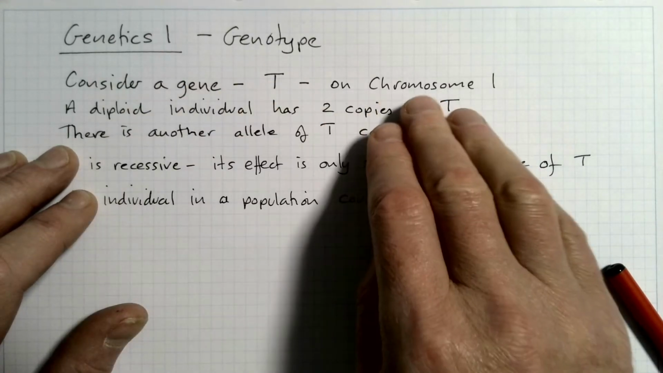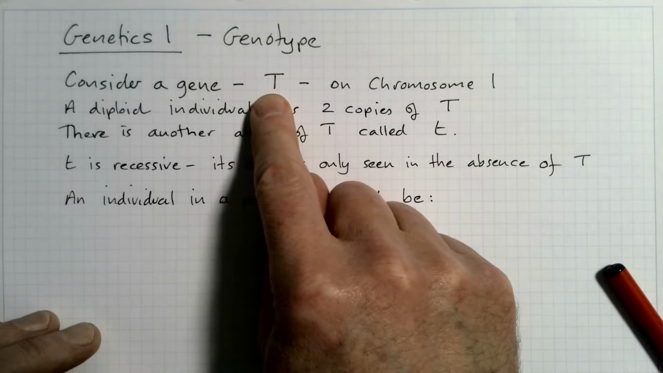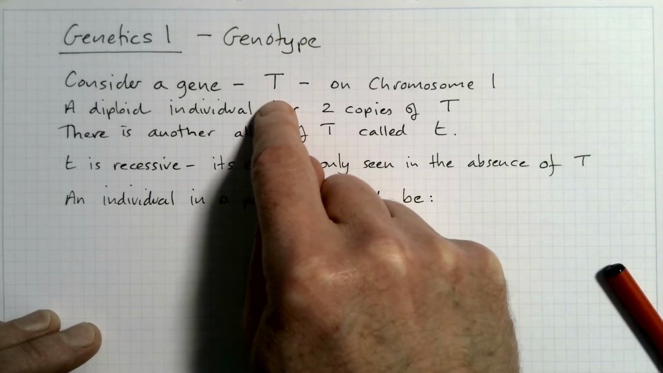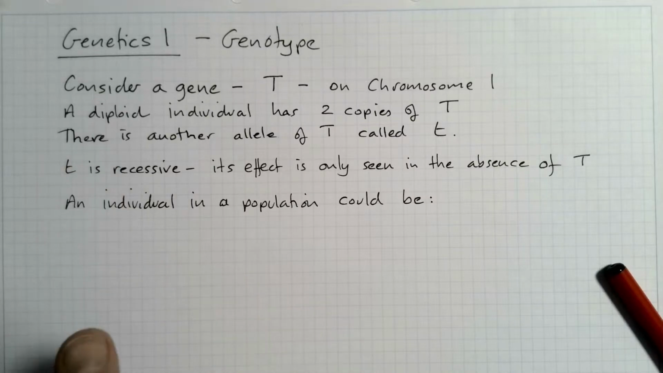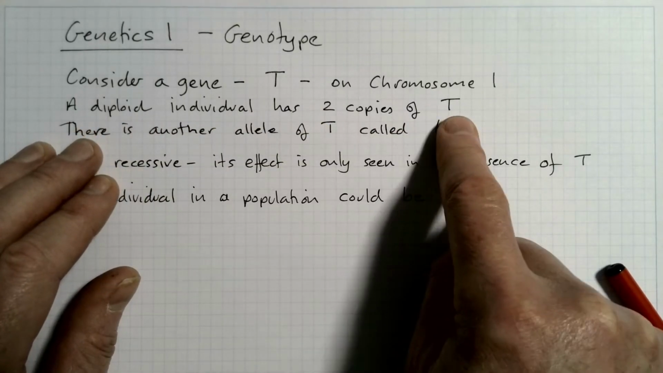So this gene lives in chromosome 1. Everybody in our population has 2 copies of chromosome 1, which means I have 2 copies of T. That's straightforward. Every individual has 2 copies of that gene. It's the same gene, except one lives on the first copy of chromosome 1 and one lives on the second copy of chromosome 1. So a diploid individual has 2 copies of T.